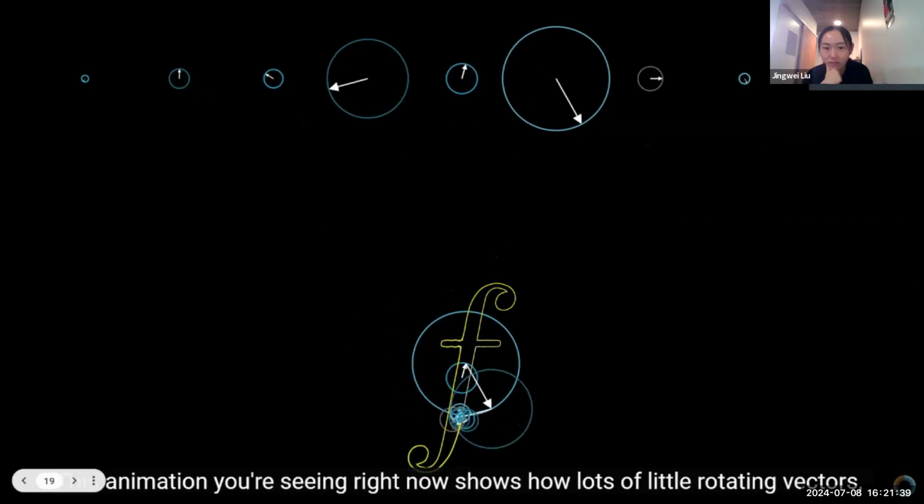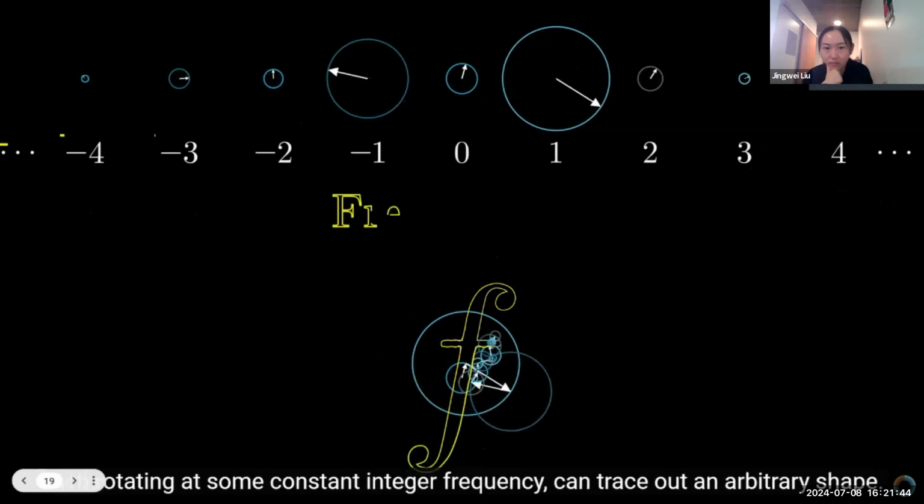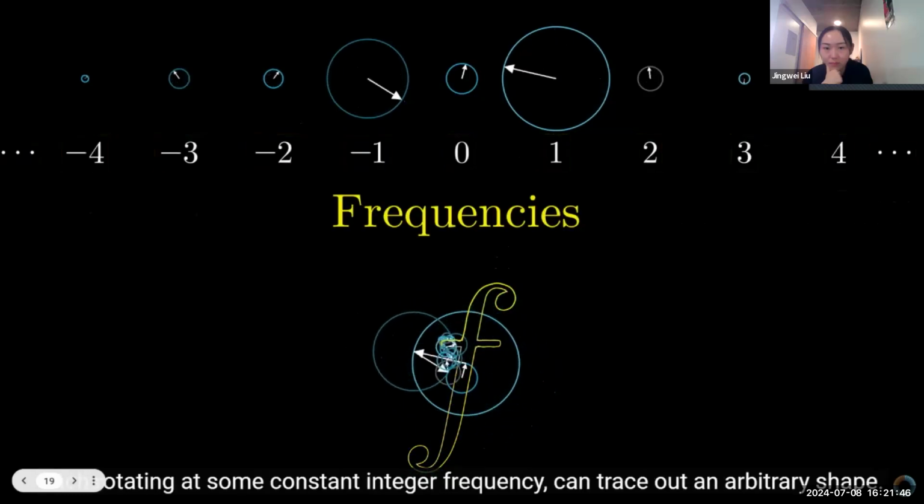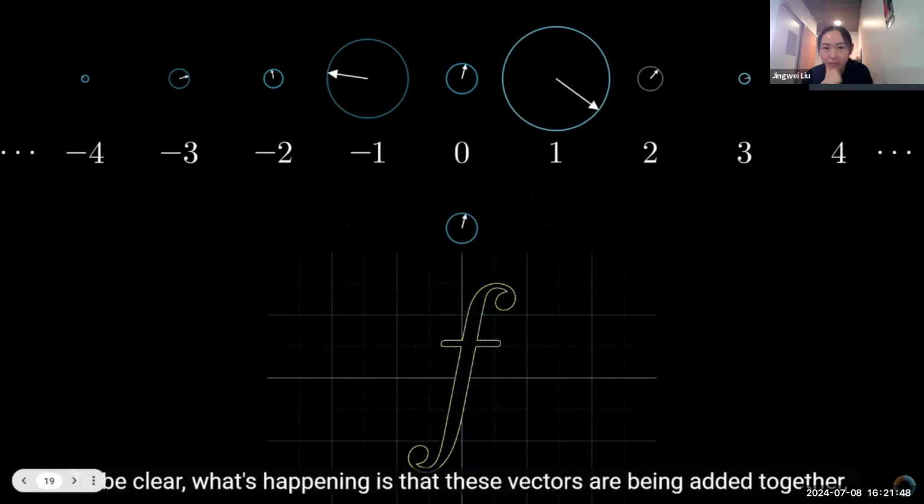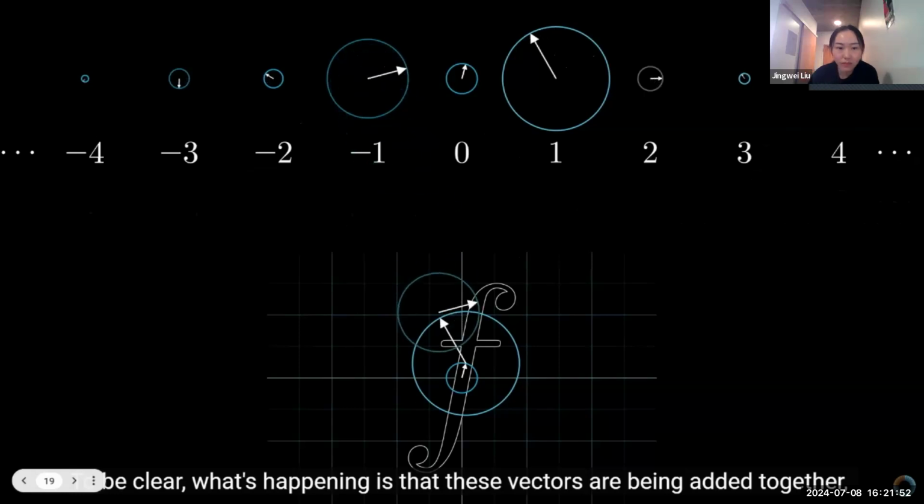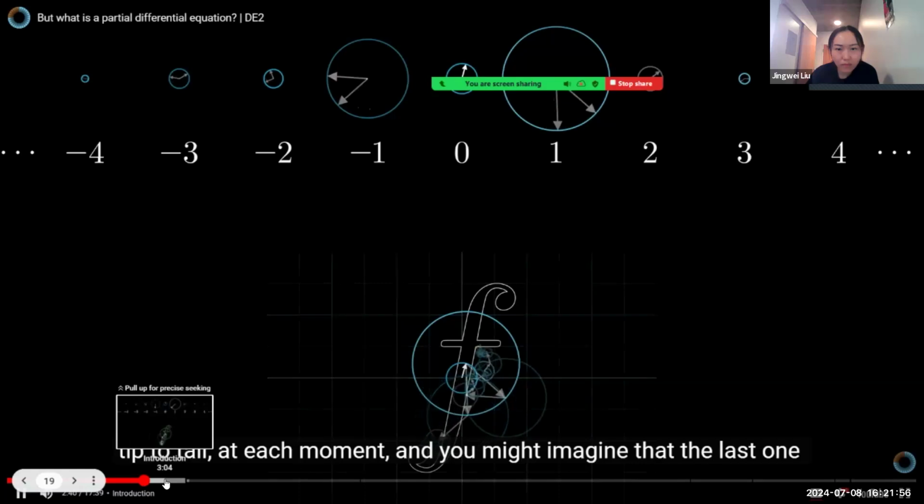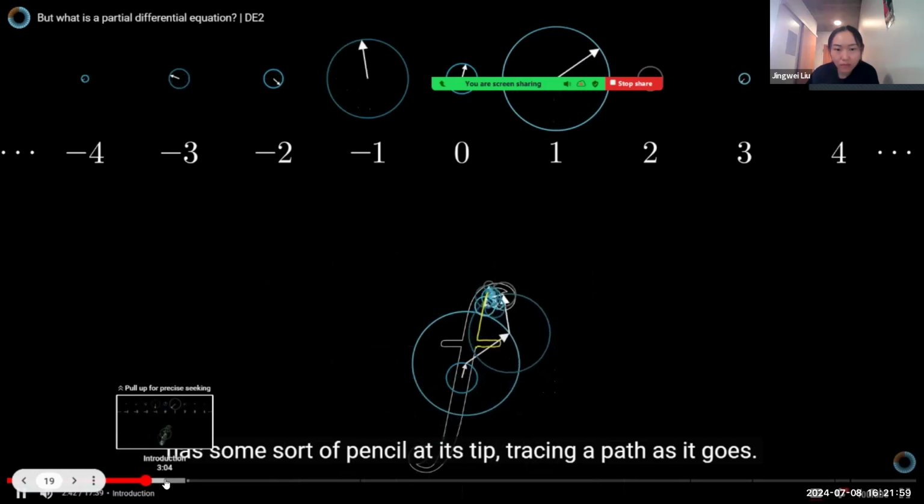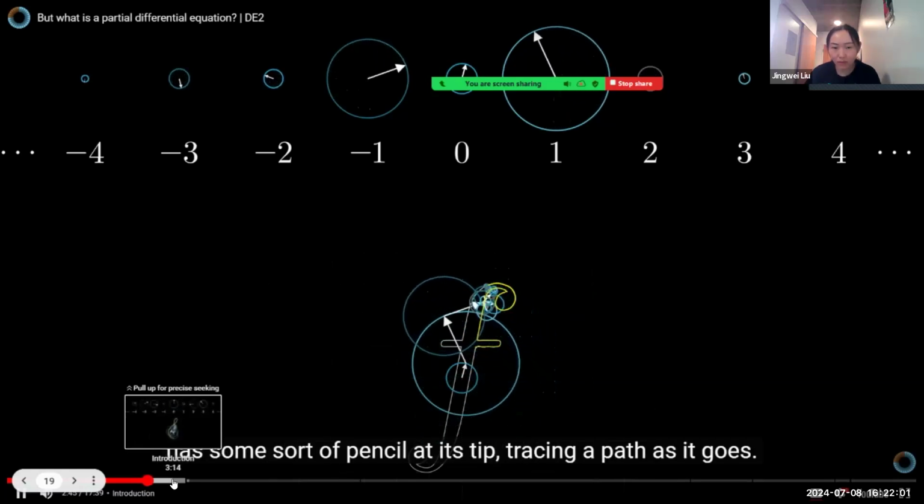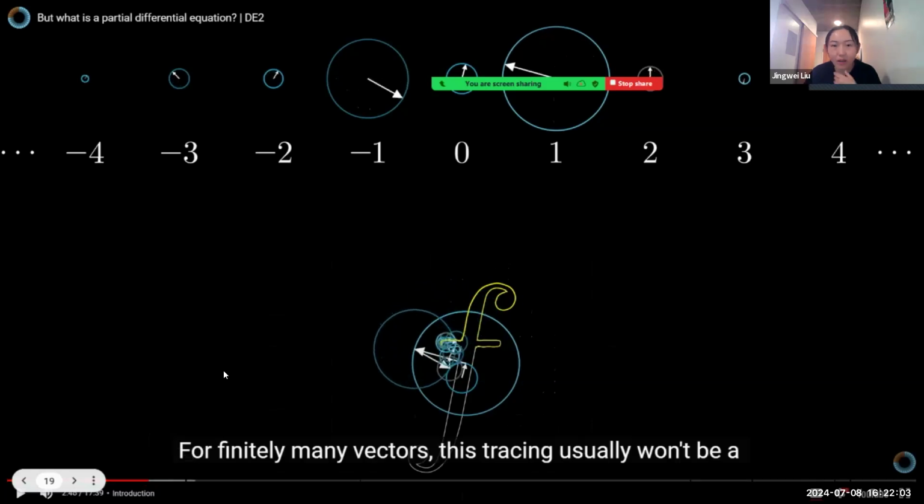This animation you're seeing right now shows how lots of little rotating vectors, each rotating at some constant integer frequency, can trace out an arbitrary shape. To be clear, what's happening is that these vectors are being added together, tip to tail, at each moment. And you might imagine that the last one has some sort of pencil at its tip, tracing a path as it goes.